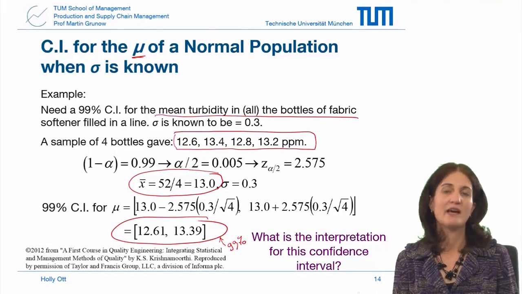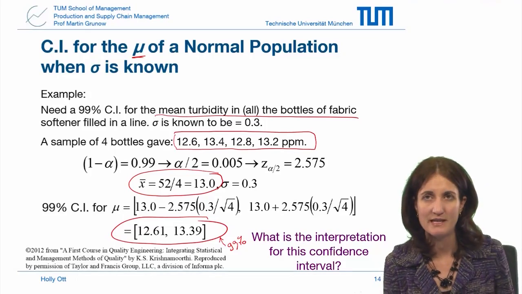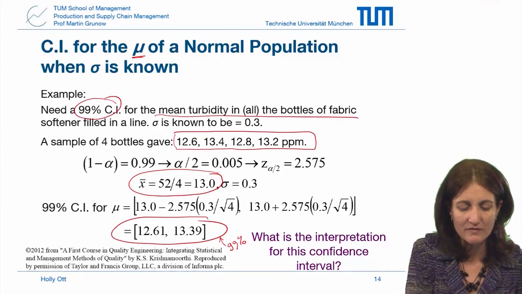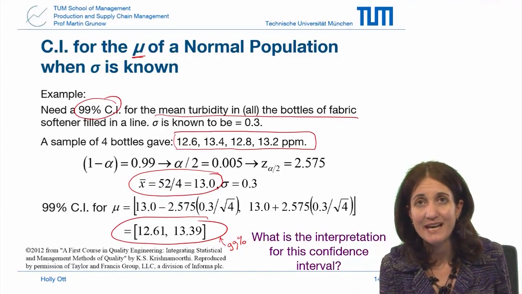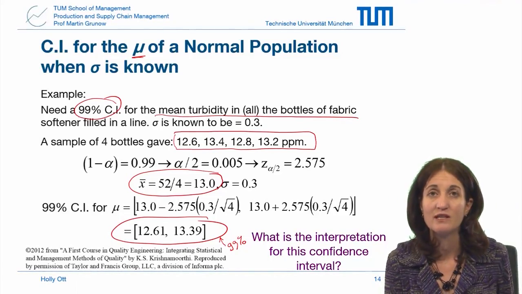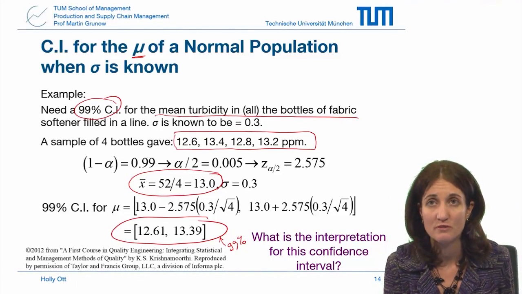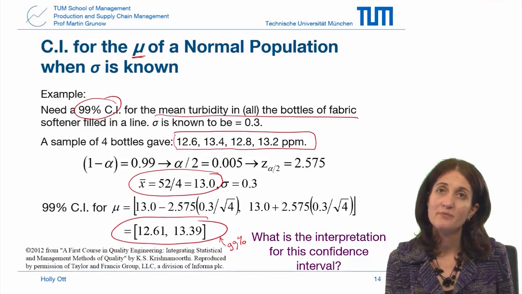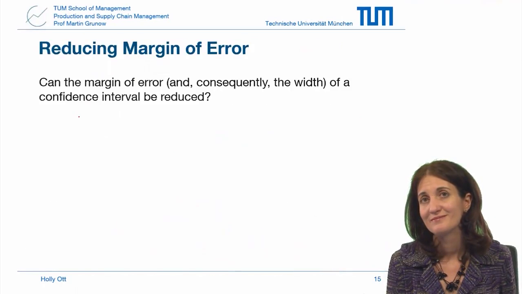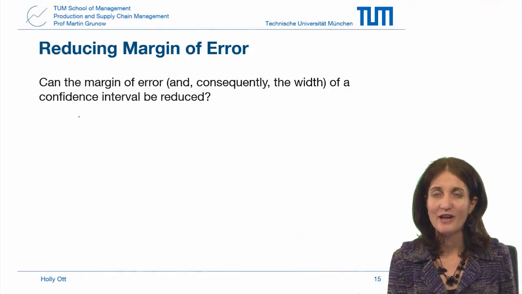And another way of looking at it: if we measured the mean turbidity every day for 100 days, we would have 100 different samples. With a 99% confidence interval, on 99 out of those 100 days, each different confidence interval that we calculate will contain the true population mean. But on one day, it will not. So I hope that's clear.